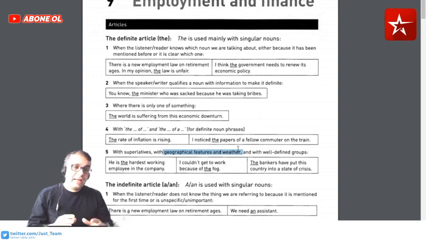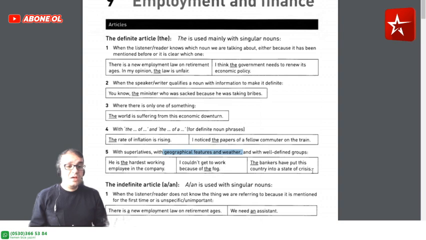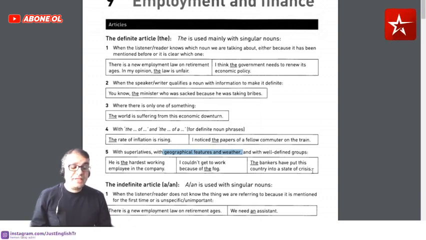You know, like this. The bankers have put this country into a state of crisis. Now here, let me ask you something. You're going to say, teacher, you said geographical features and weather. Well, look at what I said. The bankers put this country. No, this country is a geographical feature. We're not talking about the bankers. So here we are also using the.